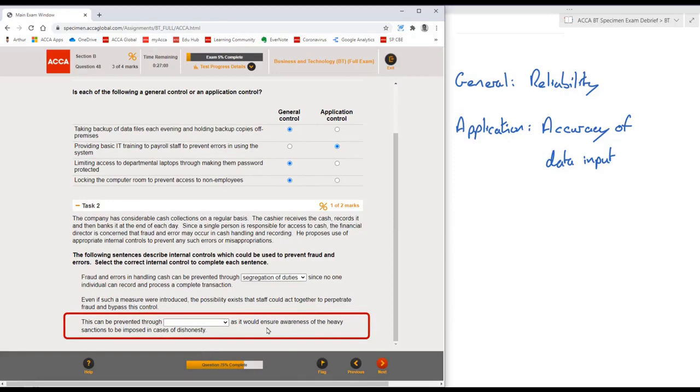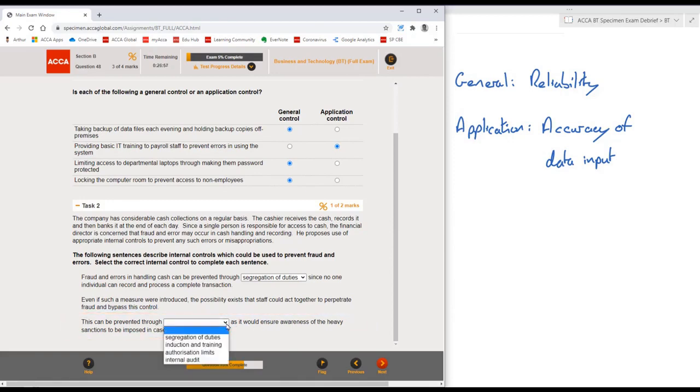in cases of dishonesty. Well, looking at the sentence in its entirety, the only sensible option there, which would give awareness of heavy sanctions, would be some level of induction and training. And as you can see, we've got that one correct as well.